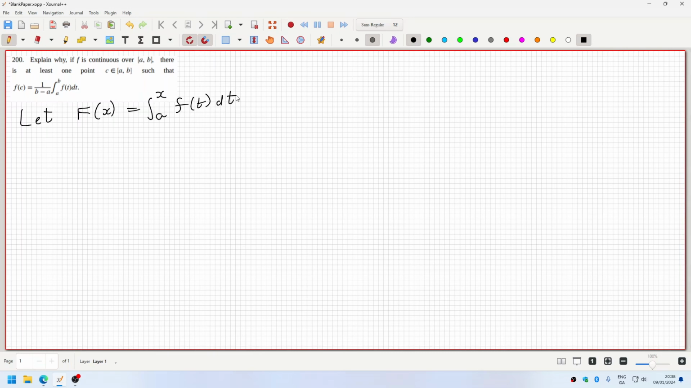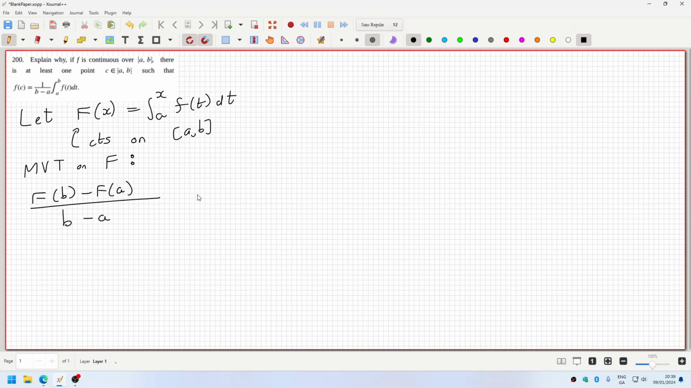Because f is continuous, this function F of x is also continuous on [a,b]. So by using the mean value theorem on F, we can say F(b) minus F(a) over b minus a would equal F derivative of c for some c in (a,b).